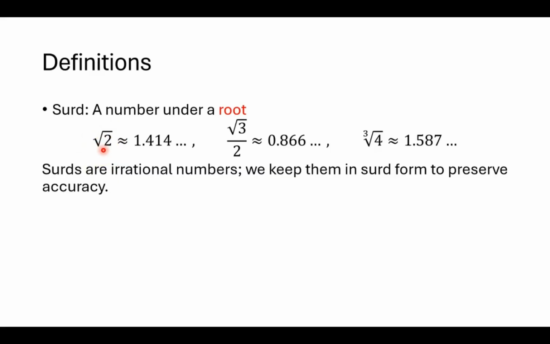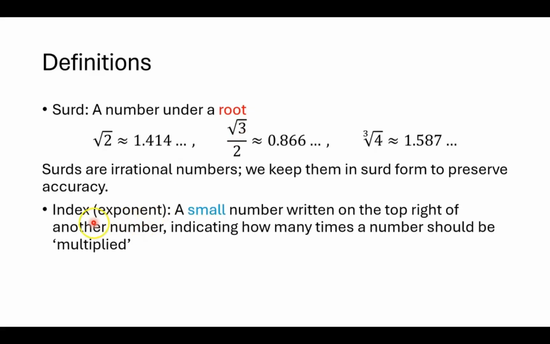And although most surds are irrational numbers, you can have rational surds. So for example, this cube root of 4 is irrational, but you have the square root of 4, that's 2, which is a rational number. And by the way, the definition of a square root always gives you a positive number. So, for example, the square root of 4 will give you a positive 2, not negative 2. That's just a definition.